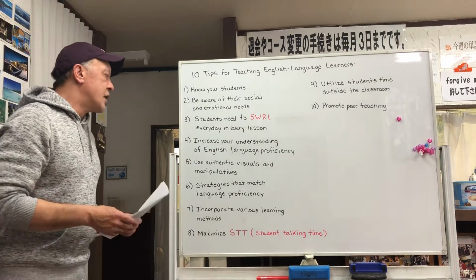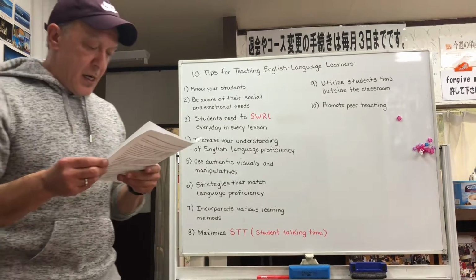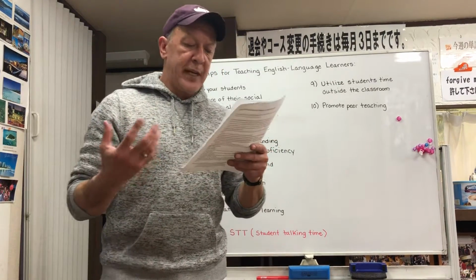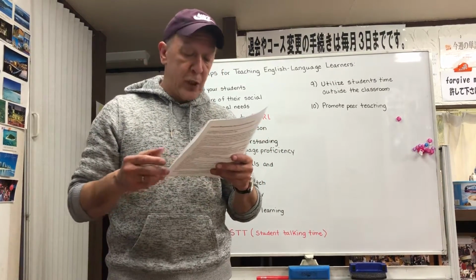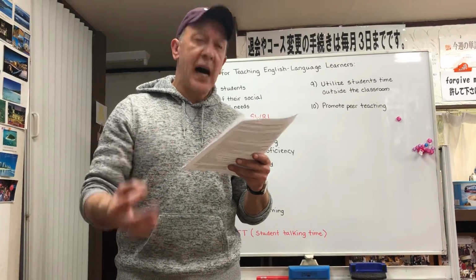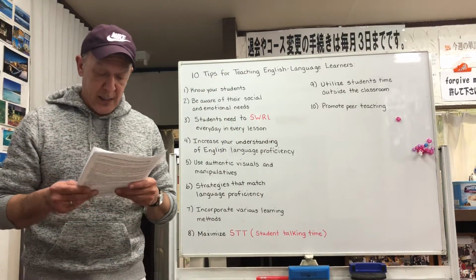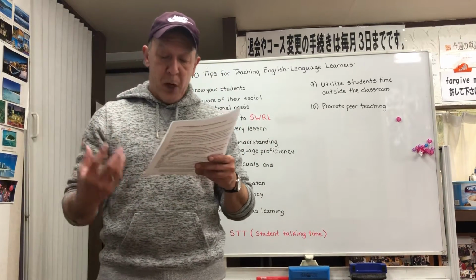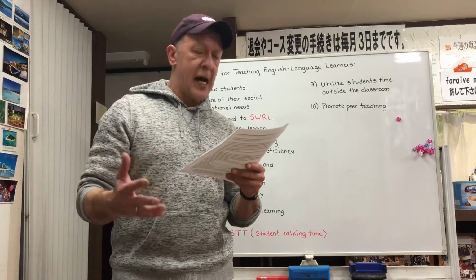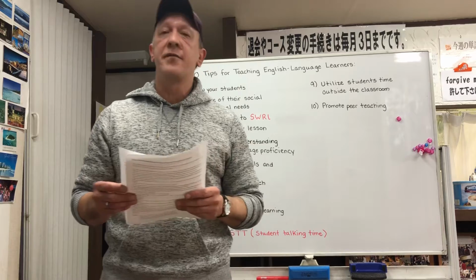Number 6, strategies that match our language proficiency. Knowing the level of English language proficiency at which your students are functioning academically is vital in order to be able to level up appropriately. Knowing which levels are most appropriate takes time, but will support language learning more effectively.